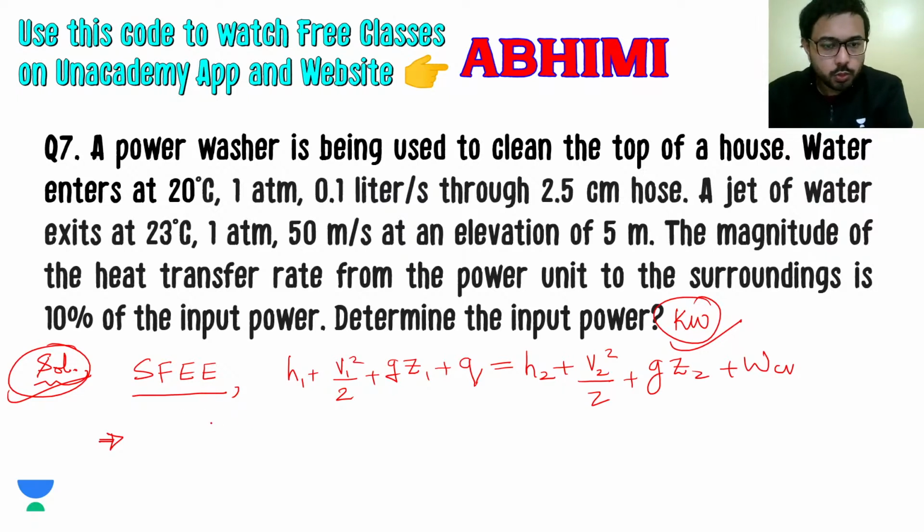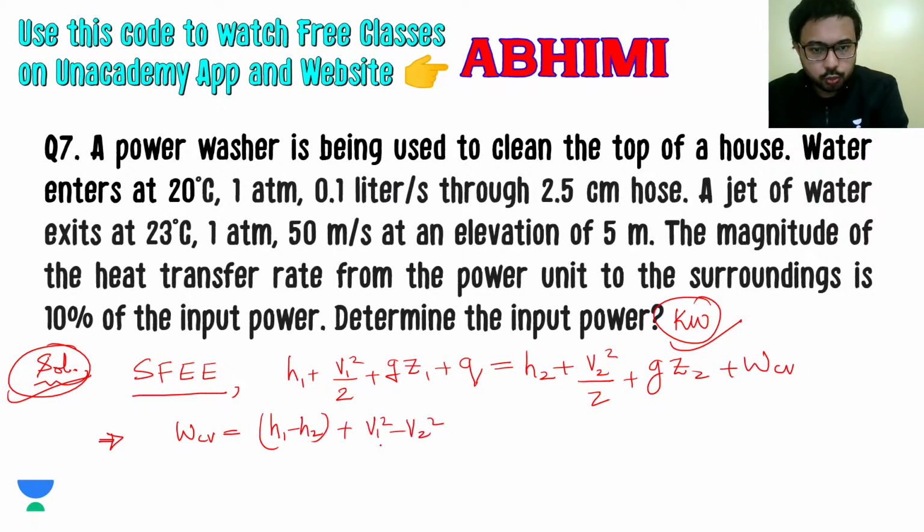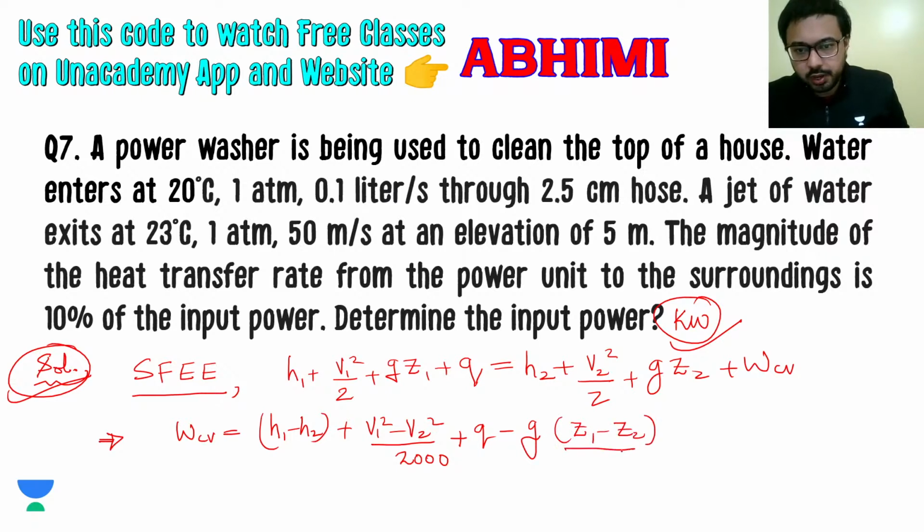So W_CV will be H1 minus H2, plus (V1 square minus V2 square) divided by 2000, because we are going to get this answer in kilojoule per kg, plus Q, minus g times (Z1 minus Z2) divided by 1000. So this will give us the work of the control volume.